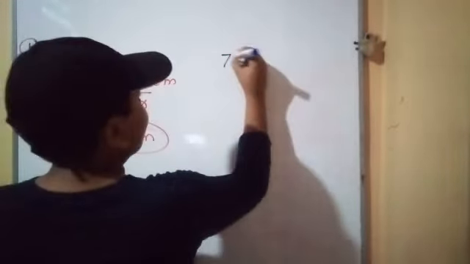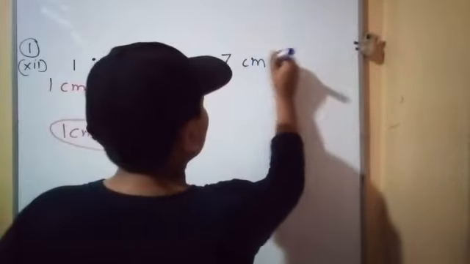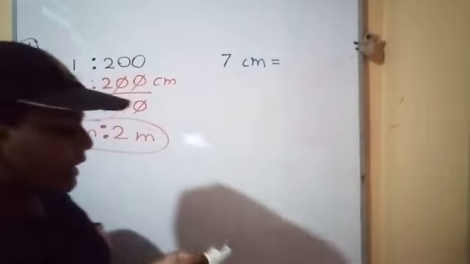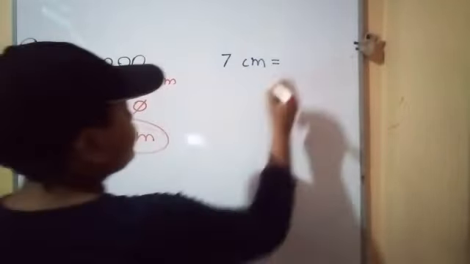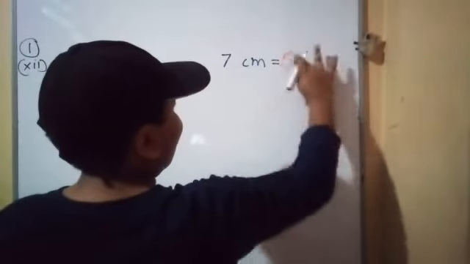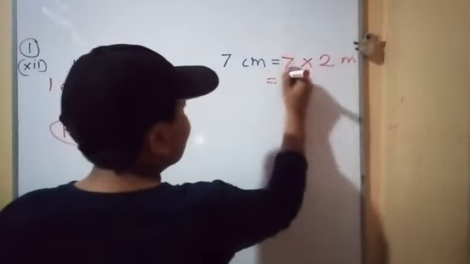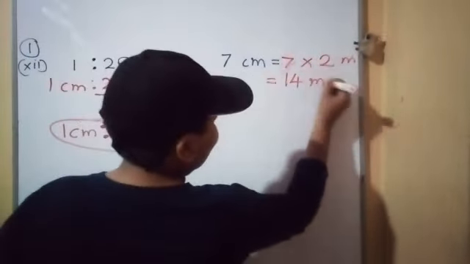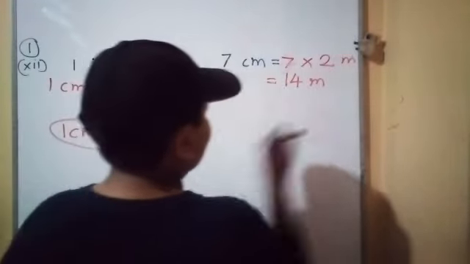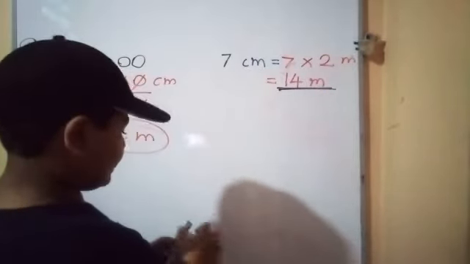So, 7 centimeter. 7 centimeter means what? Now 1 centimeter means 2 meters. So that means what? 7 multiplied by 2. What is the answer? 14 meters. For the 7 centimeter, we get 14 meters.